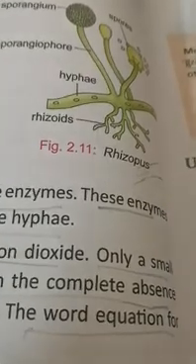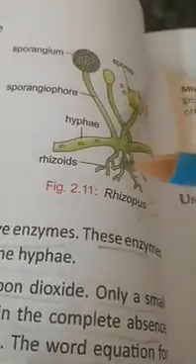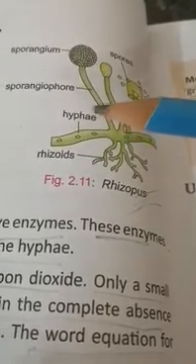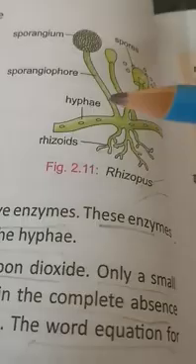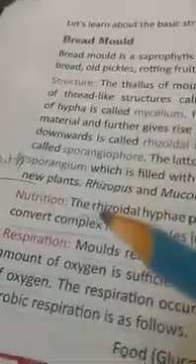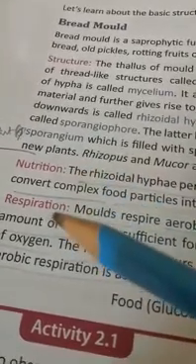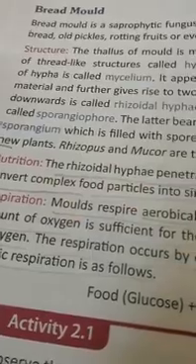Hello students. In the previous class we have seen the structure of rhizopus. Rhizopus is a fungus called bread mold in common language. So today we will see the life processes such as nutrition and respiration in rhizopus.